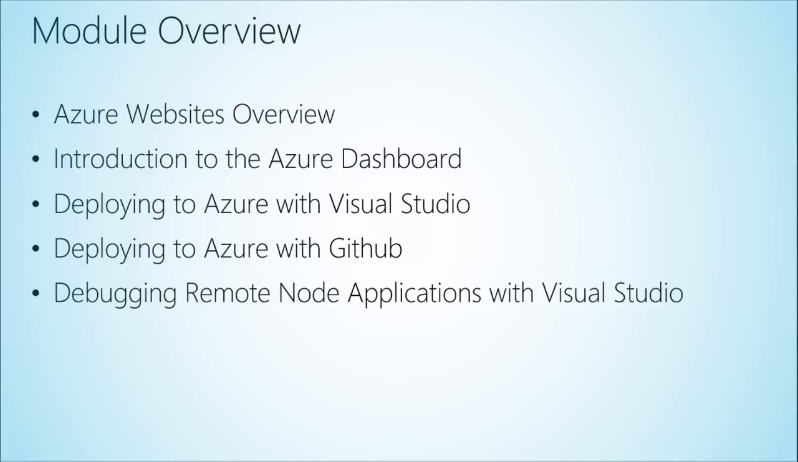We're going to talk about deploying to Azure with Visual Studio, and deploying to Azure with GitHub. We'll show an example of that already kind of going. And then debugging remote Node applications with Visual Studio. So how do you debug something when it's already up and in production? And oh no, what do I do? How do I fix this? Because that's usually what happens, right? You get an email or something, it's broken. How do I fix this? So that's what we're going to work on.